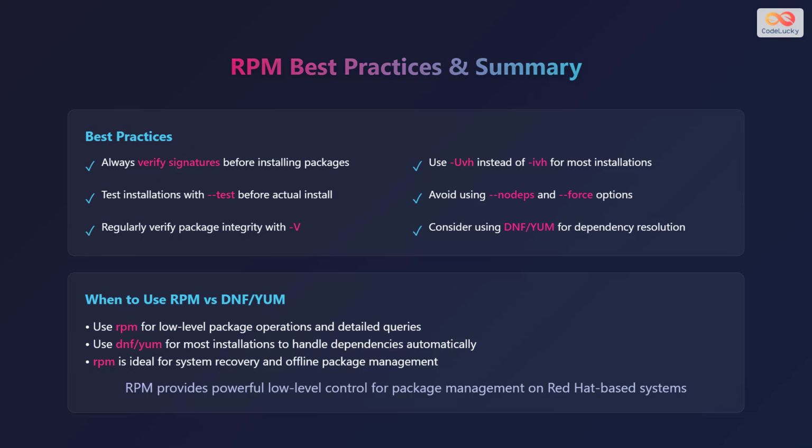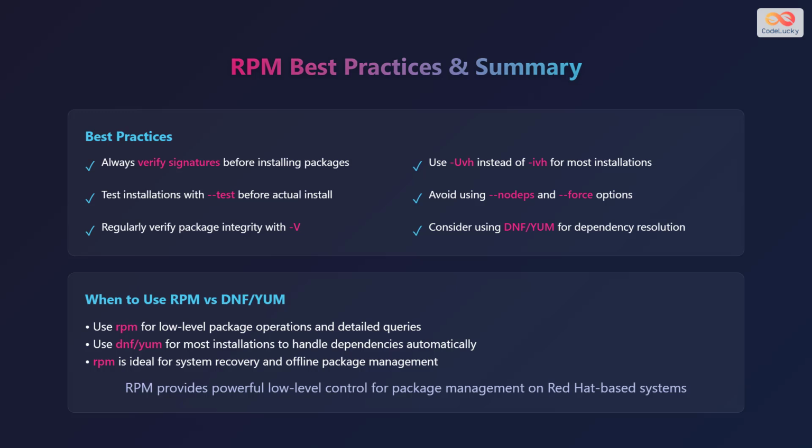To wrap things up, let's go over some best practices when using RPM. Always verify the signatures before installing any packages. Use -Uvh instead of -ivh for most installations. Test installations with --test before the actual install. Avoid using --nodeps and --force options unless absolutely necessary. Regularly verify package integrity with -V, and consider using DNF or YUM for dependency resolution.